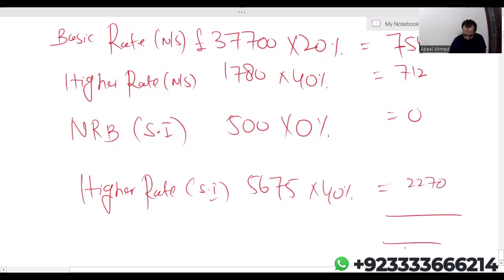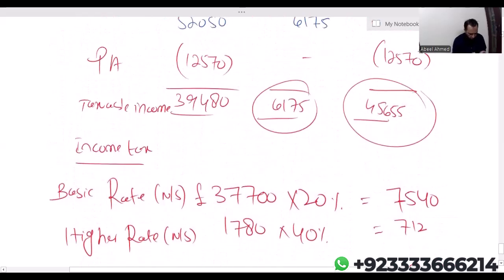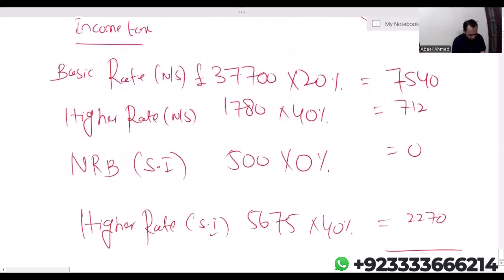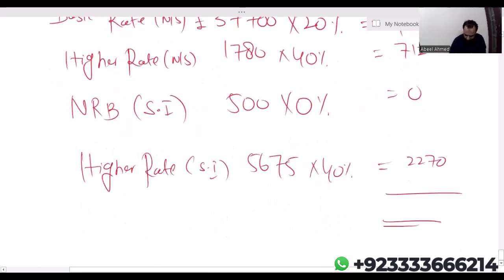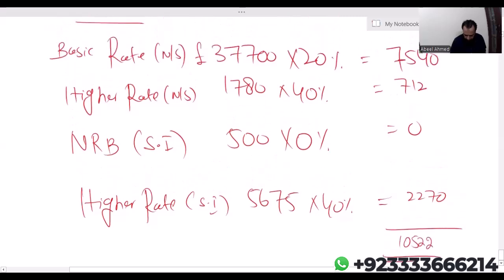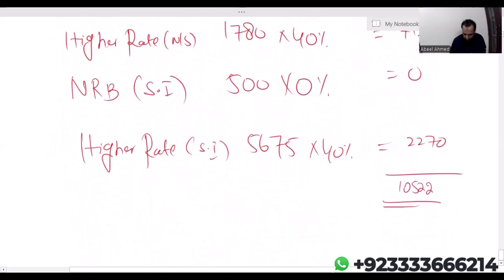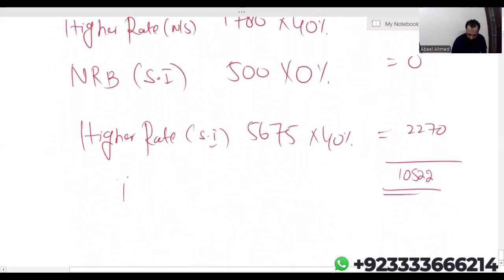2,270. So 7,540 plus 712 plus 2,270. Students, I'm getting 10,522. I'm getting 10,522. This is the income tax liability.